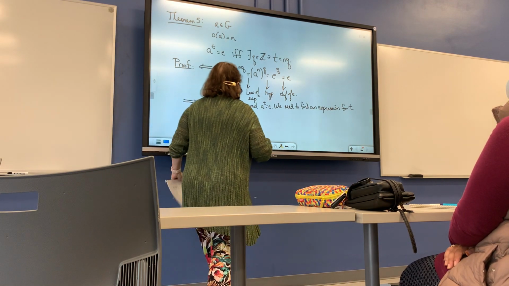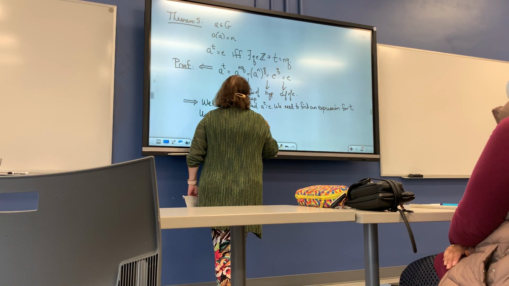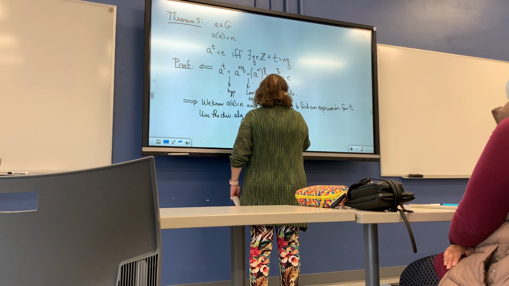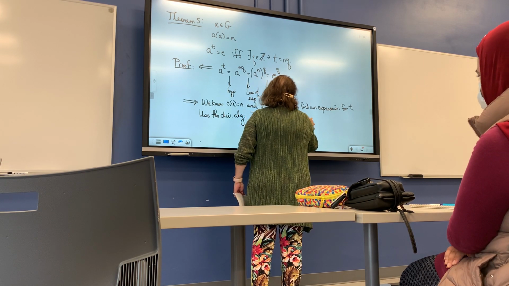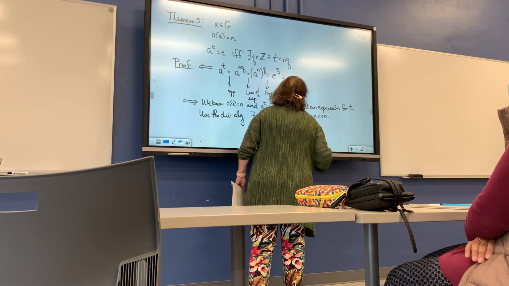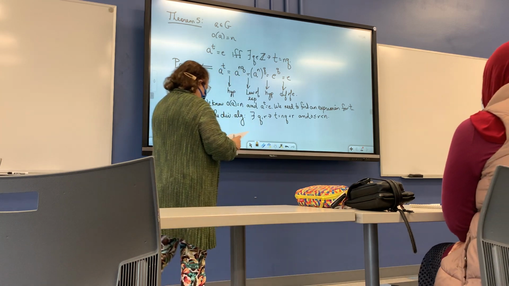Okay, so there exist q and r, and I try to stick with q and r for quotient and remainder, such that t equals nq plus r, and r is greater than or equal to 0 and less than n. Okay?